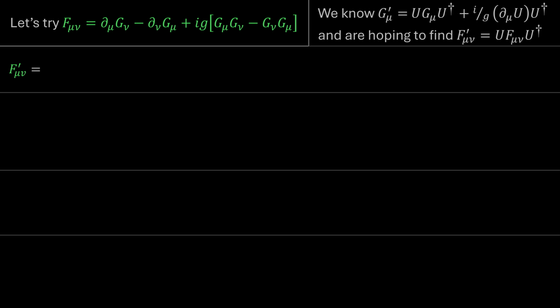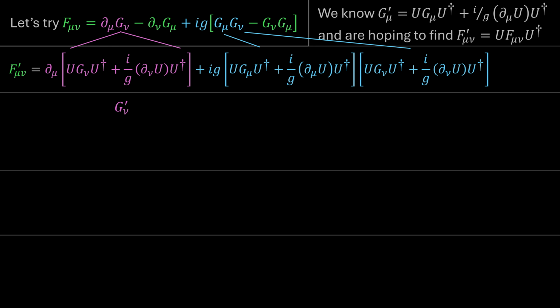So to do that, all we have to do is replace all the g's with g prime. So for example, if we look at this first term, we have partial mu g nu, and we can go ahead and write that out as partial mu acting on g nu prime, which given the gauge field's transformation rule, is the expression shown here. And next up, let's go ahead and look at this blue term, ig g mu g nu, and write that out as ig g mu prime g nu prime, where once again, the g prime is given by the gauge transformation rule.